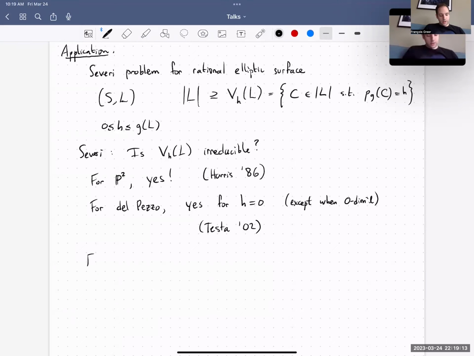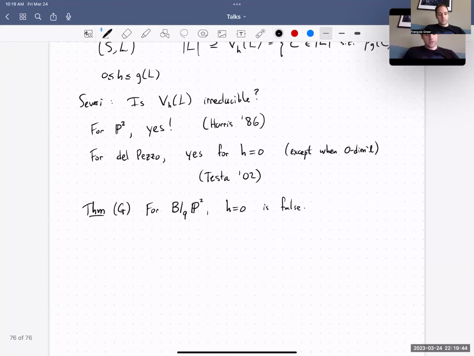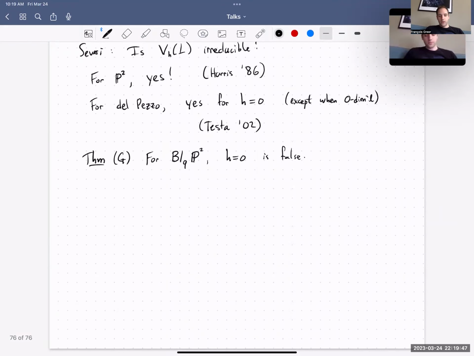And so the theorem that I want to state today, and like I said, it's still in progress, is that for the rational elliptic surface, so for the blowup of P2 at 9 points that are the base points of a pencil of cubics, h equals 0 is already false. So essentially showing that the Testa result is sharp for these surfaces. Okay, but maybe the methods are more interesting than the result.